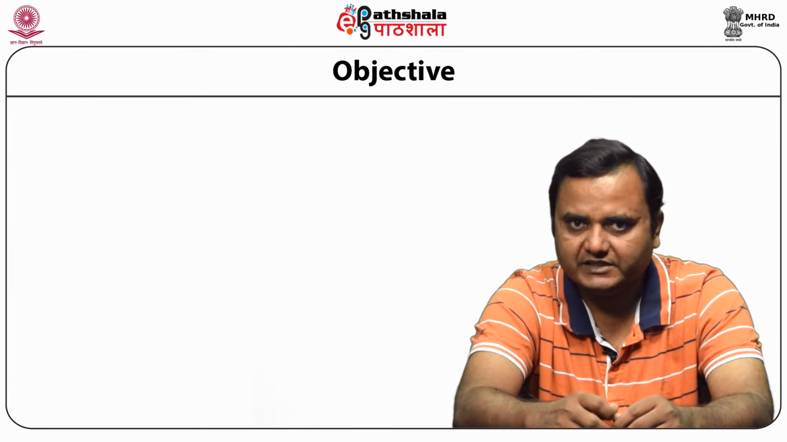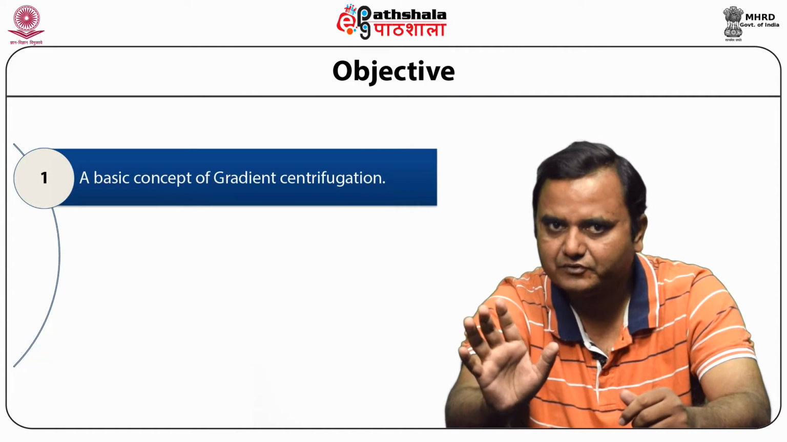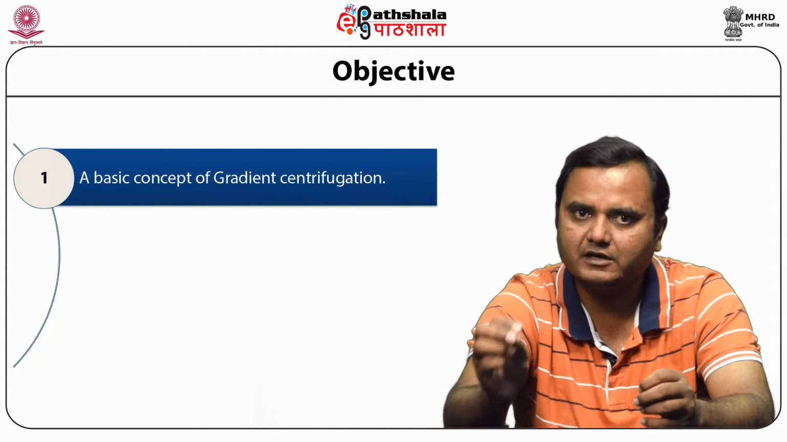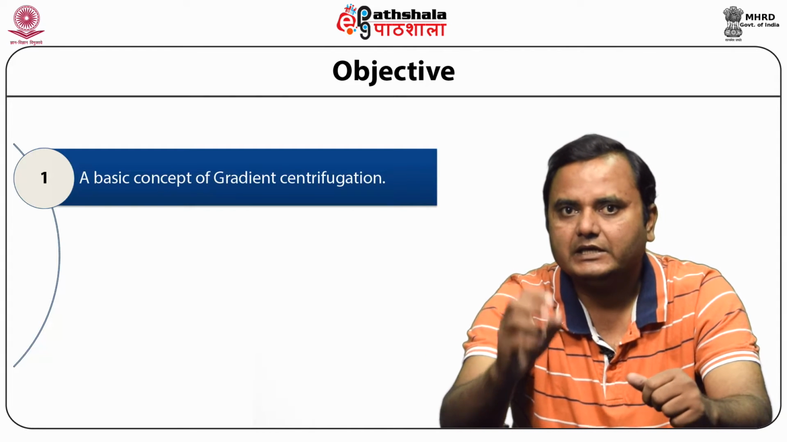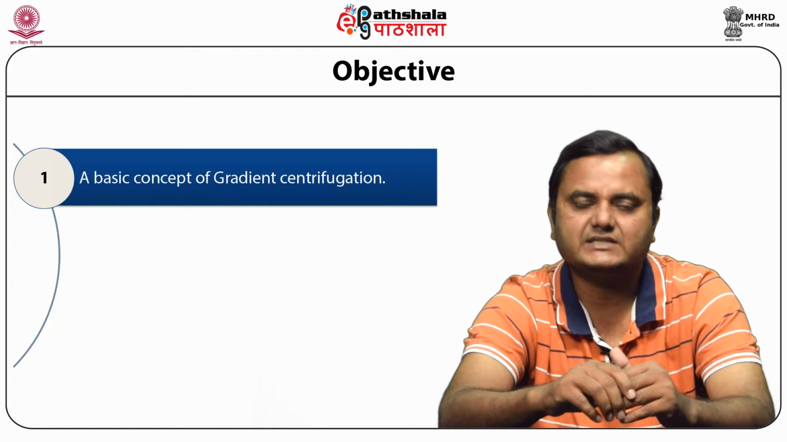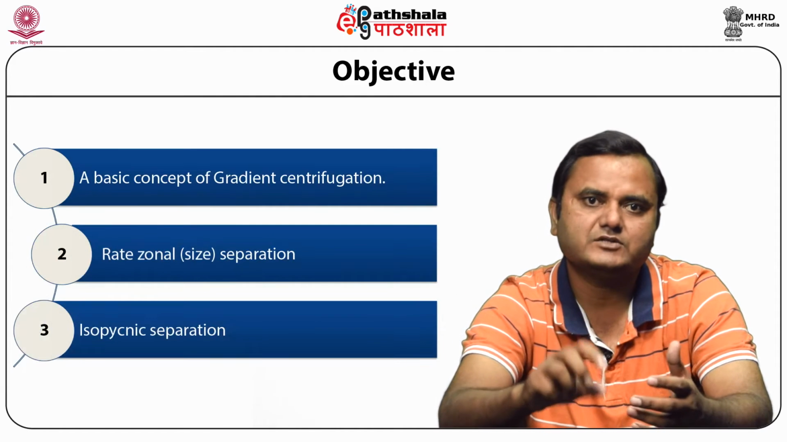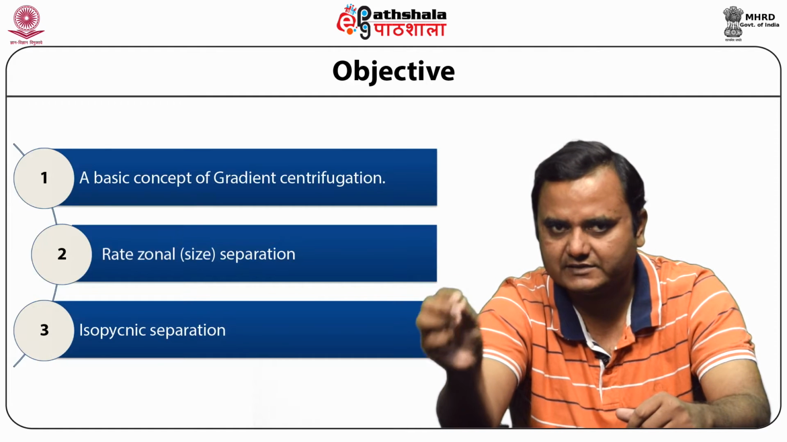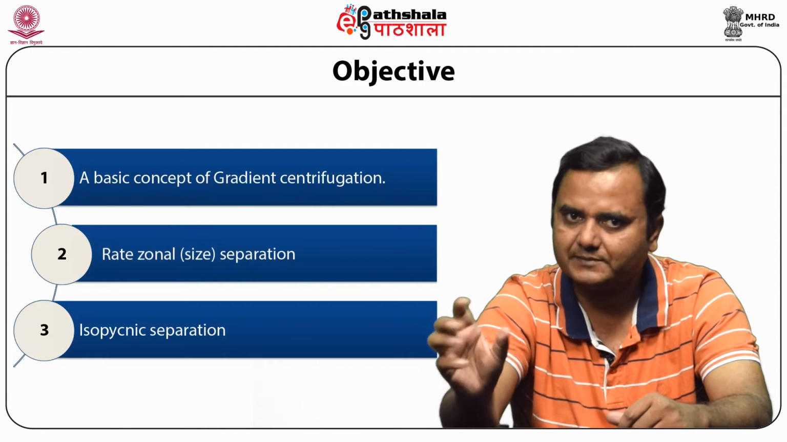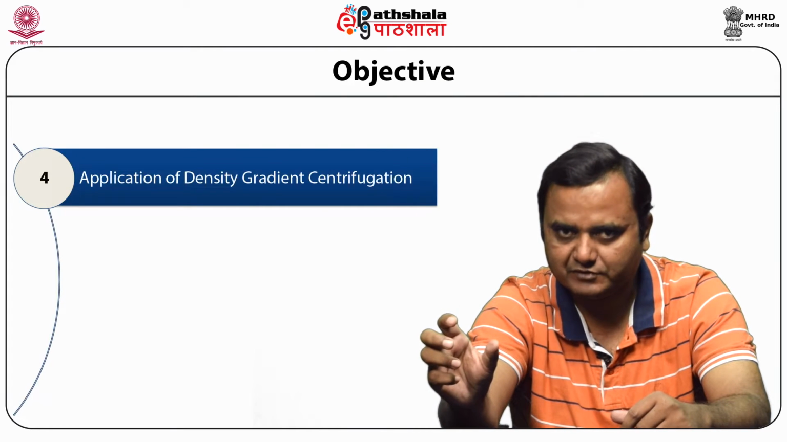In this module, we discuss the following things in detail. The basic details about gradient centrifugation. In the last module, we gave the basic information about gradient centrifugation, but now we'll give you the details. Gradient centrifugation is basically classified into two groups. One is rate zonal centrifugation and the other is isopycnic separation. So we'll give you a brief description of both rate zonal centrifugation as well as isopycnic separation. Then in the fourth section we'll discuss the application of density gradient centrifugation.